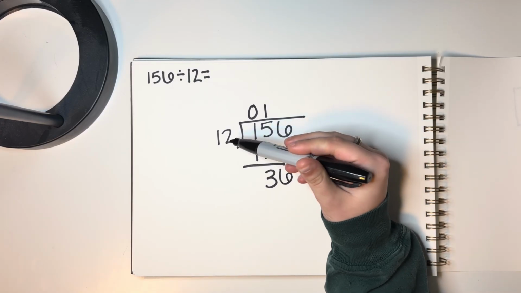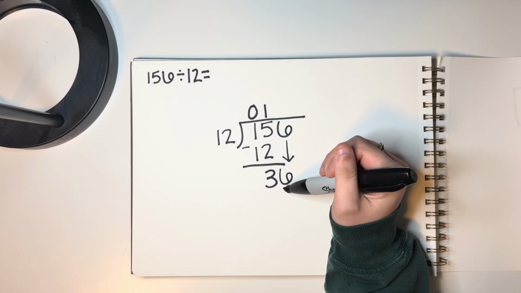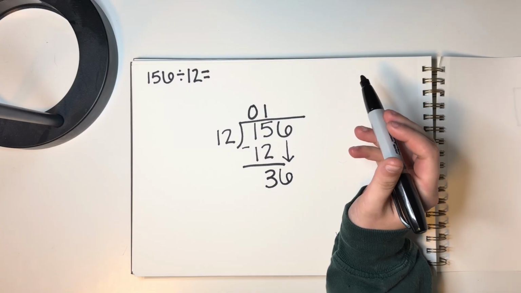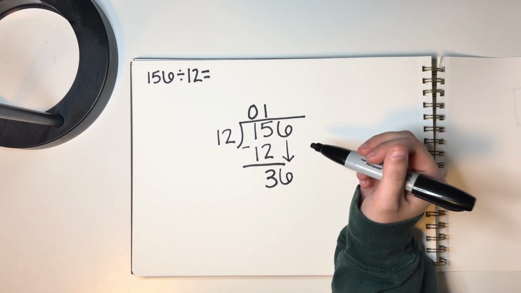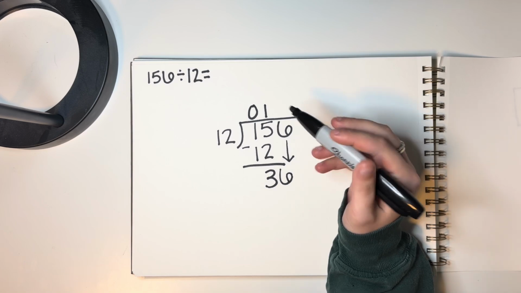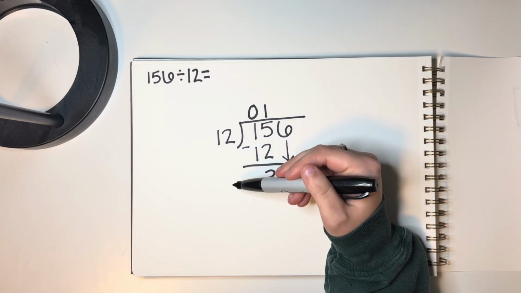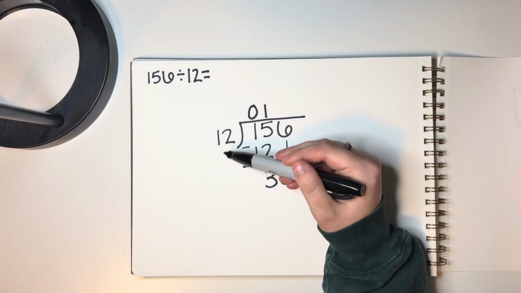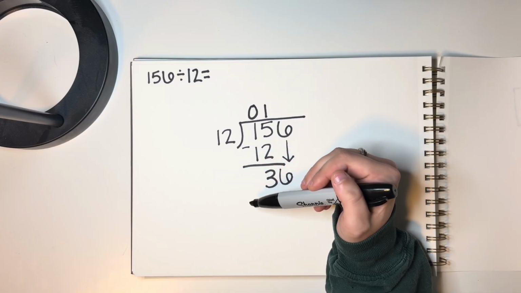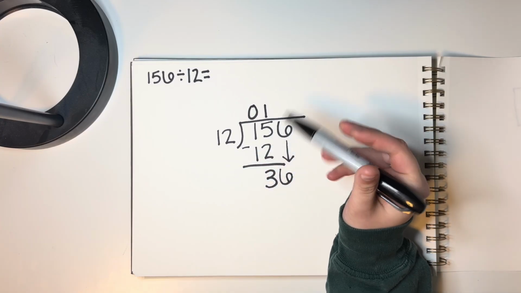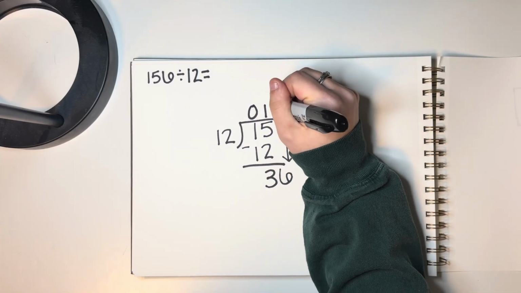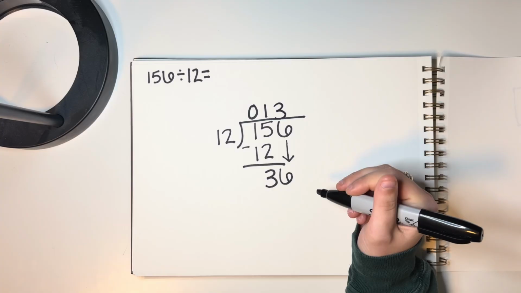Now I'm asking myself, does 12 fit inside of 36? And if so, how many times does 12 fit inside of 36? And the answer is yes, 12 does fit inside of 36, and it fits perfectly 3 times. If I add 12 plus 12 plus 12, I'll get 36. 12 plus 12 is 24. That's 2 12s. If I add one more group of 12 to 24, that's 36. 3 12s. So because 12 fits into 36 3 times, I'm going to write a 3 right here.